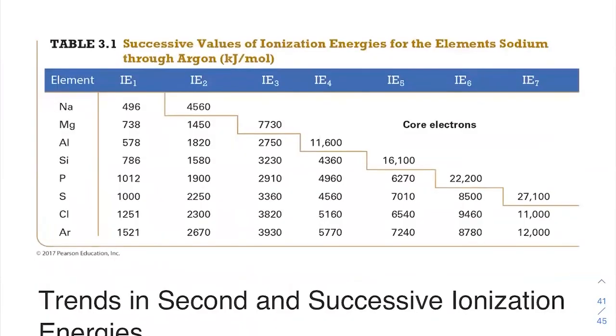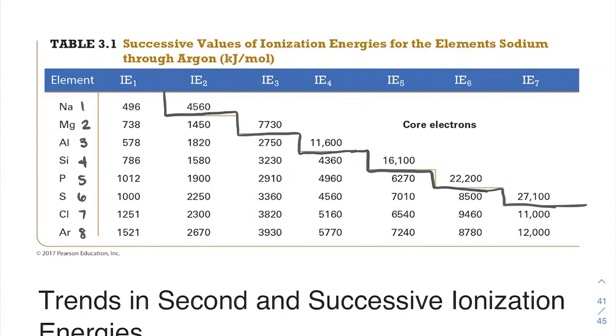We can see this step ladder as we move across the periodic table. This is the 3rd row, starting with sodium and then magnesium, moving all the way across. Looking at this step ladder, we can see that once you've removed all of the valence, sodium has 1 valence, magnesium has 2 valence, aluminum 3. What we notice is that there's the biggest jump on 1 more than its valence.